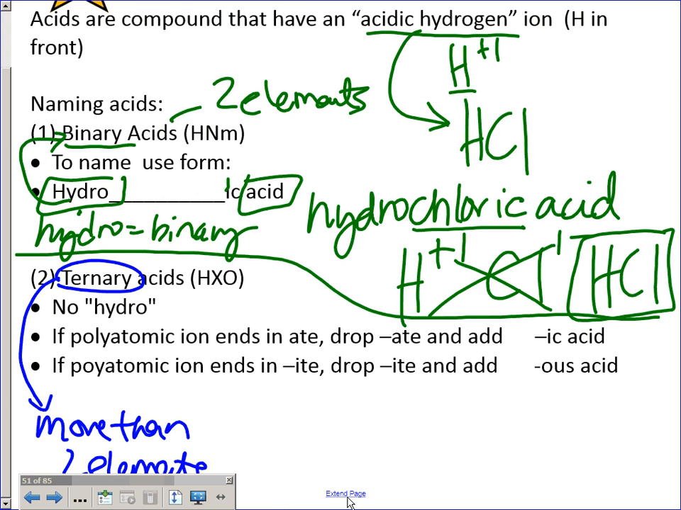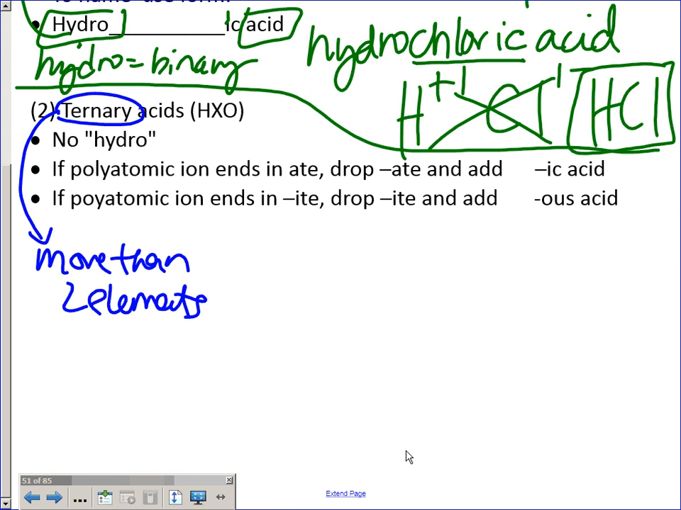And I will tell you the way that I found it easiest to memorize this system of how you change their last names. If I'm a polyatomic ion that ends in ate, like it says here, drop it and go to ic acid. Well, that looks really similar to the first style, right? And then the ites get changed to ous acid. So here's how I remember it.